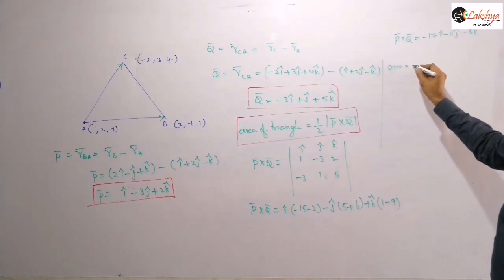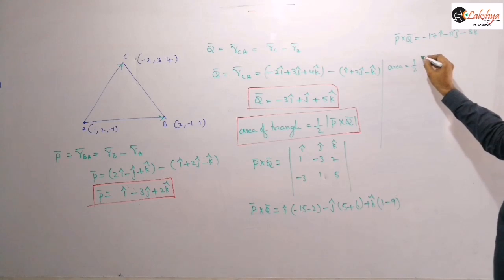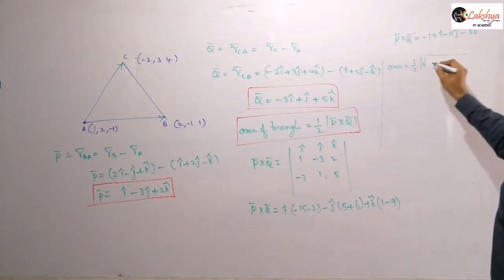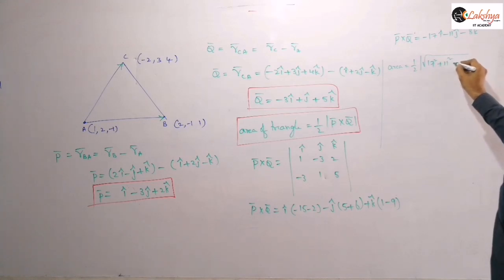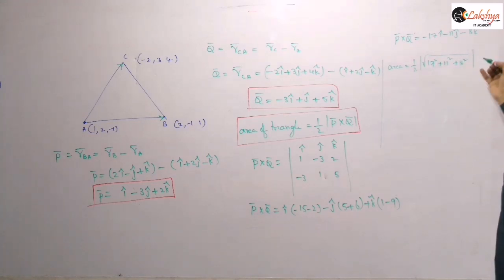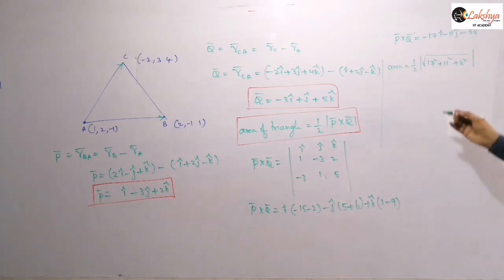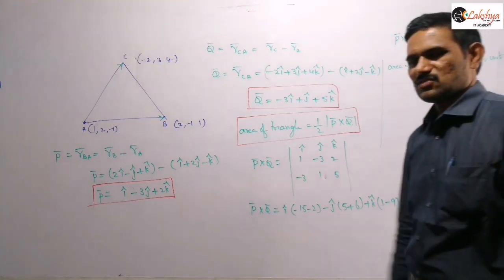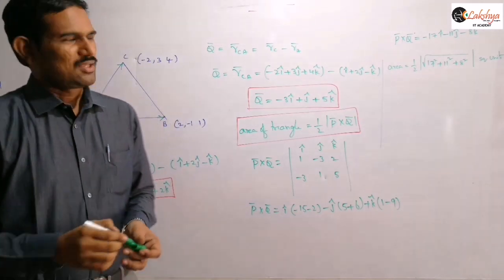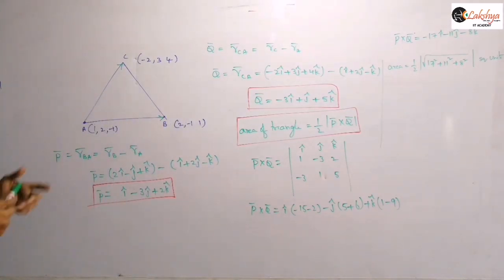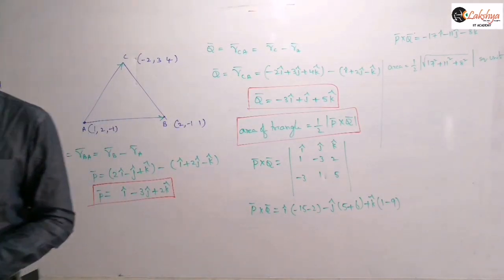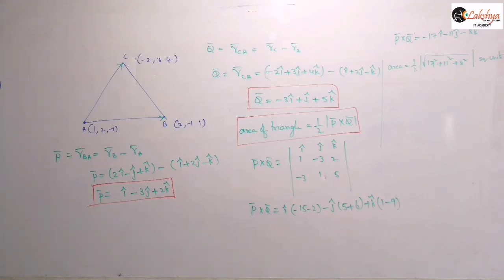Therefore this area is equal to half into mod of this value we need to write here. That means half under root of 17 square plus 11 square plus 8 square. If units are not given, then we just write square units, or otherwise if meters is mentioned, then you can write the units there. I am writing it as square units. If it is meters, then you need to write meter square. If it is centimeters, then we write centimeter square, right? So simplify that value.